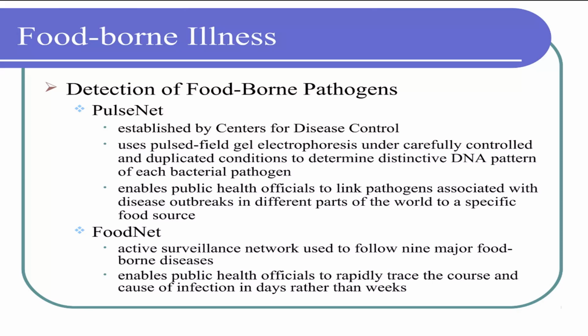It enables public health officials to link pathogens associated with disease outbreaks in different parts of the world to a specific food source. FoodNet is an active surveillance network used to follow 9 major foodborne diseases. It enables public health officials to rapidly trace the course and cause of infection in days rather than weeks.